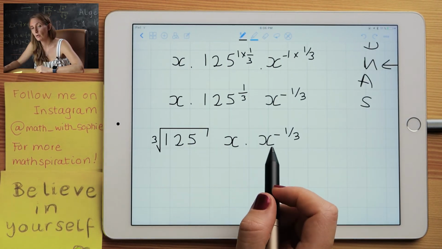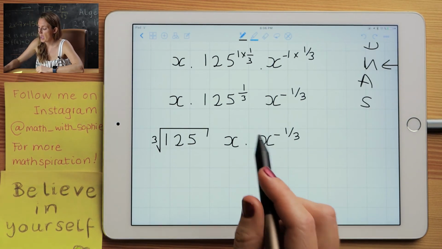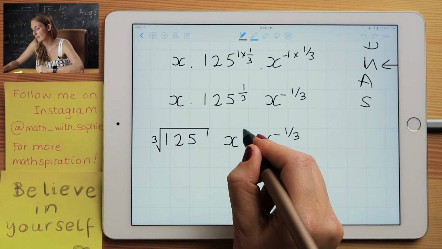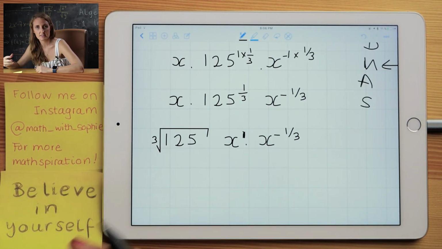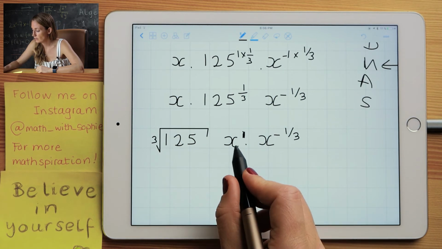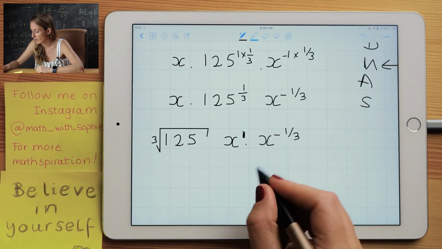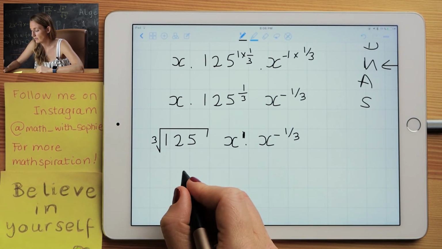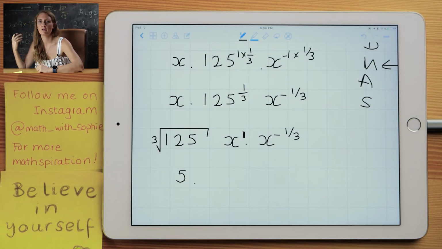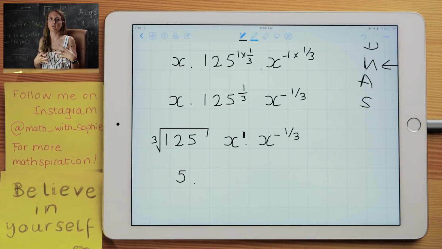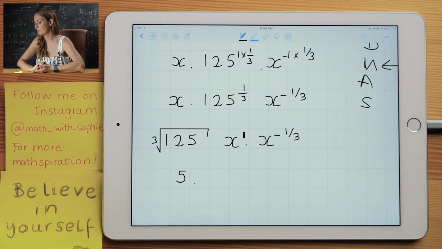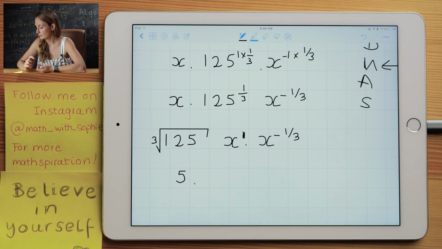Here, if I'm multiplying indices, I need to add them. x doesn't seem to have anything, so lots of people think it's 0. But in fact, x, just like the 125, is the same as x to the power of 1. So here, I need to add these two together. So on the next line, the cube root of 125 is 5. Probably starting to get really familiar with these. They use a lot of the same examples. The cube roots, they often use 8, 27, 125, 64. So the cube root of 125 is 5.